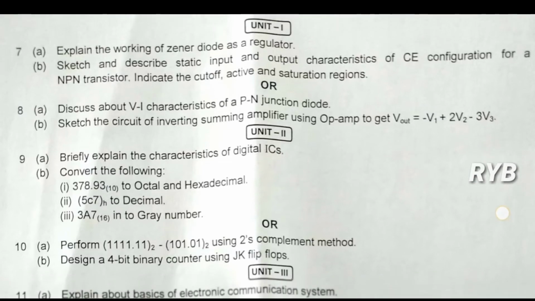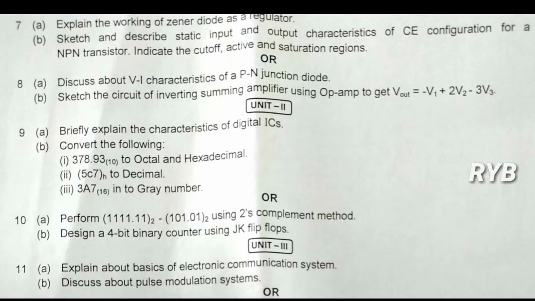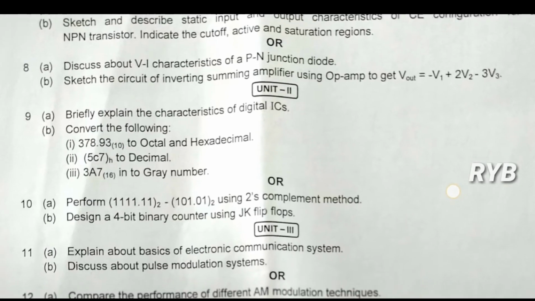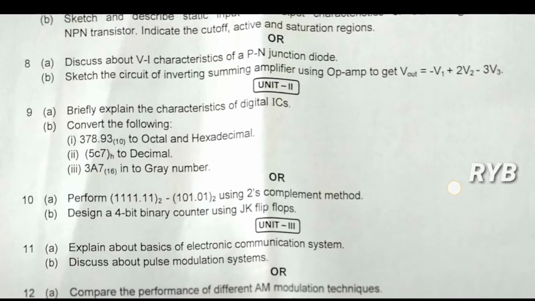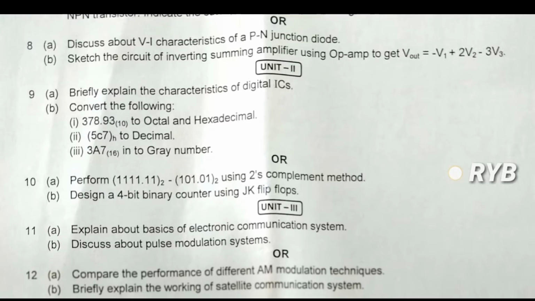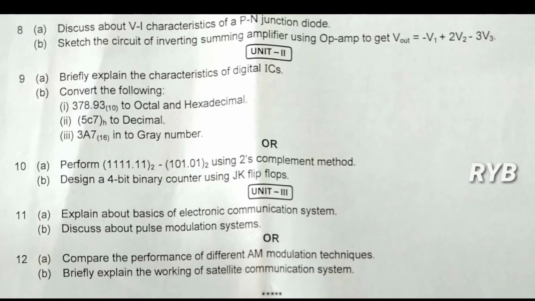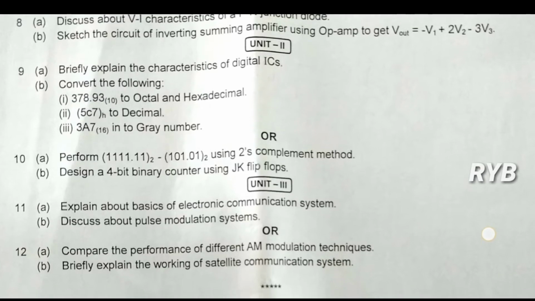Coming to unit 2, the 9th question is to briefly explain the characteristics of digital ICs. Convert the following number to different number systems, gray, decimal, octal, that is part B. In unit 2, another question, the 10th, perform the subtraction of binary numbers using the two's complement method. Similarly, JK flip-flop, how it works, design.